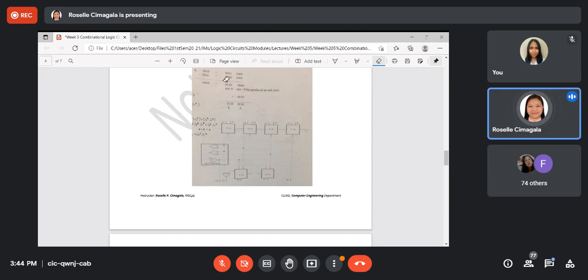3 is 011, and 2 is 010. Then with the carry 1: 1 plus 1 is 0, carry 1. 0 plus 1 is 1, bring down 1. So that is the answer. 6 is not greater than 9. So the answer is 66, the binary addition answer. That is the BCD adder.